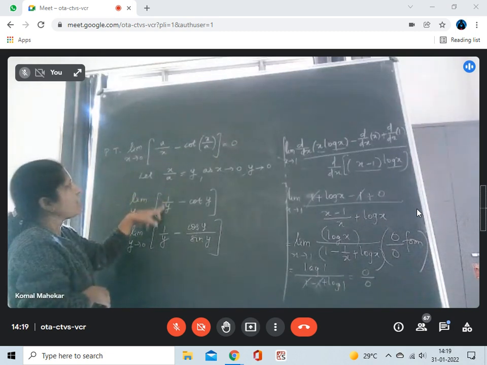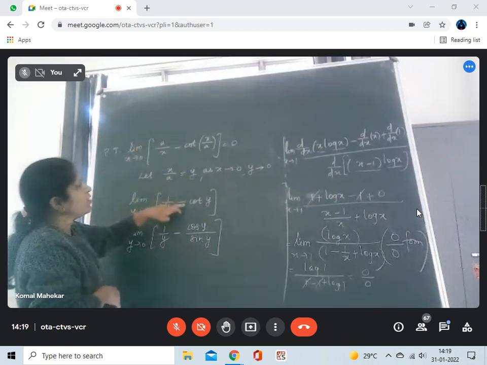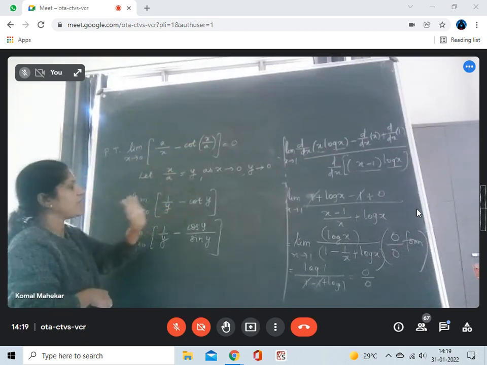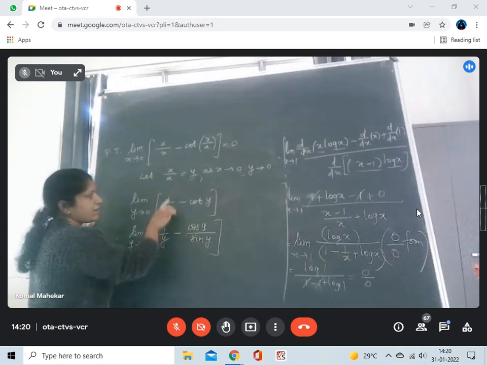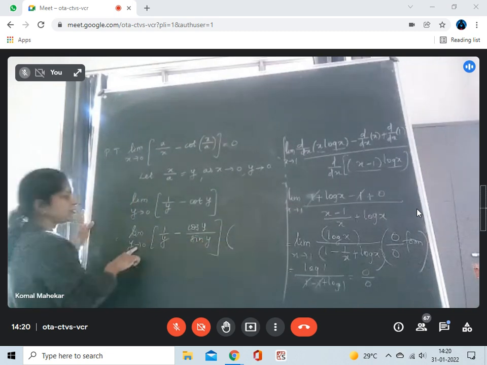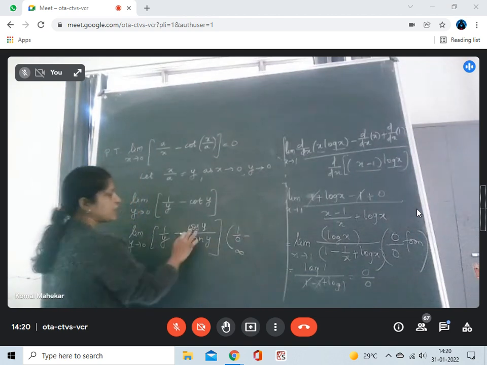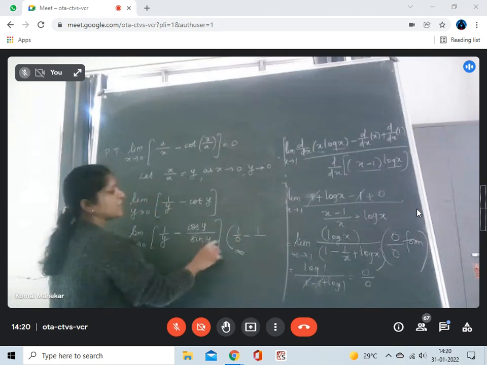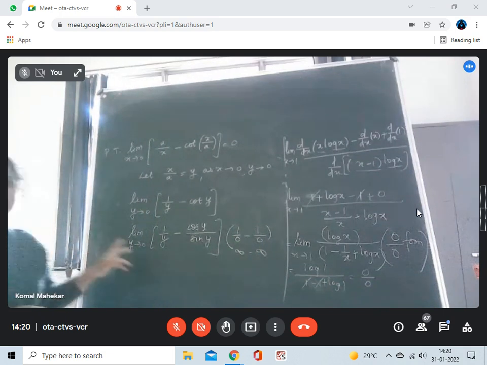If x by a is y, then a by x will be 1 by y minus cot of x by a, which becomes cot of y. Now for cot y, we can write cos y upon sin y, with 1 by y as it is. And see here, if you put y equal to 0, this becomes 1 by 0, that is infinity, minus cos 0, which is 1, divided by sin 0, which is 0, that is again infinity. So this is now infinity minus infinity form.